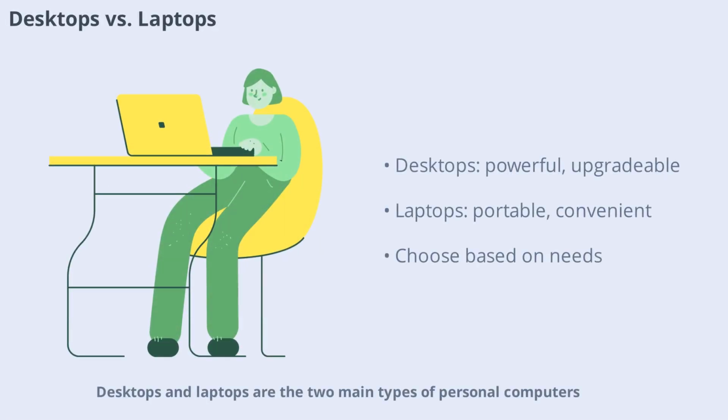Desktops and laptops are the two main types of personal computers. Desktops are larger, more powerful, and easier to upgrade, while laptops are portable and convenient for travel. Both have similar hardware components, but their design and use cases differ. Choosing between them depends on your needs. Next, let's discuss all-in-one computers.